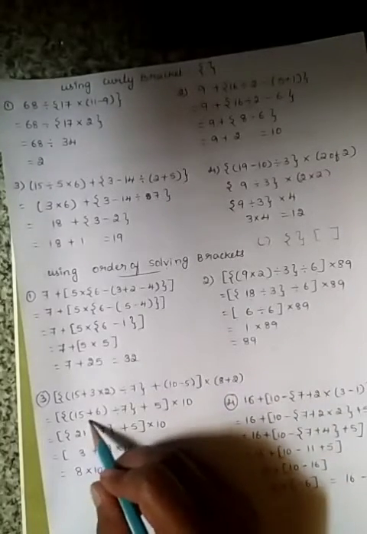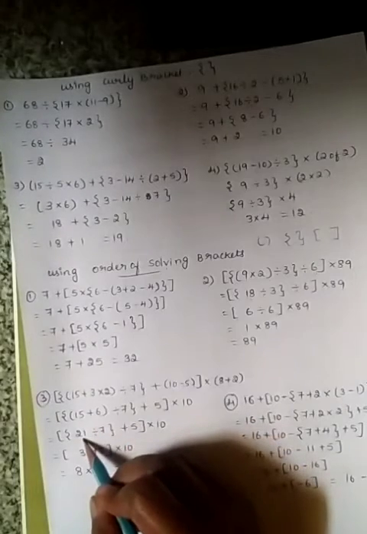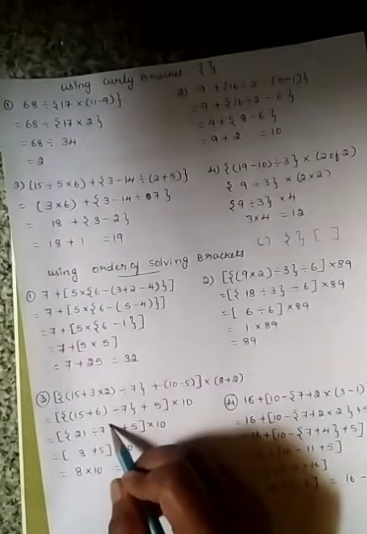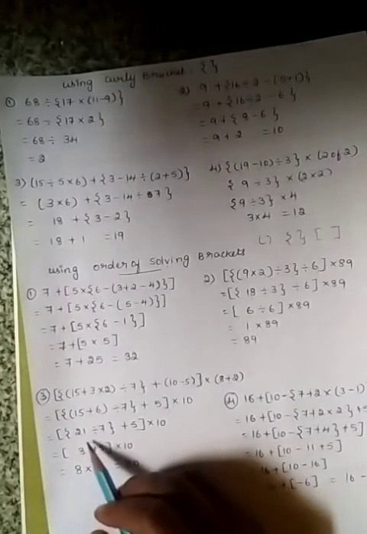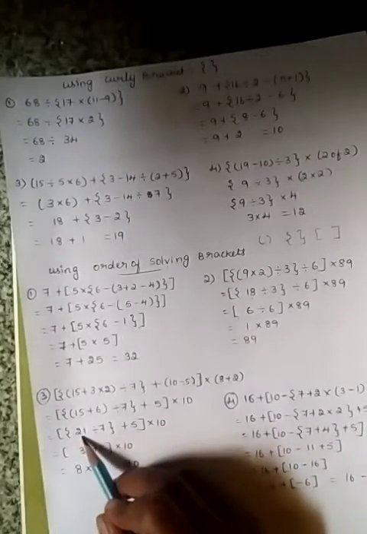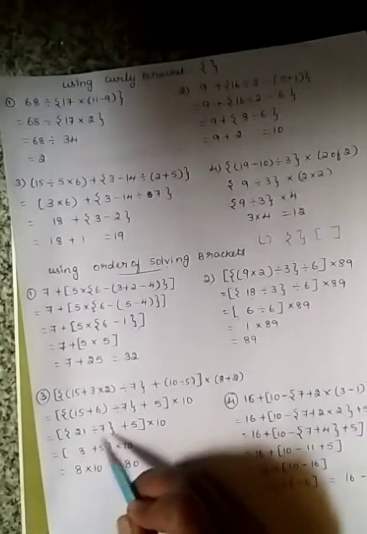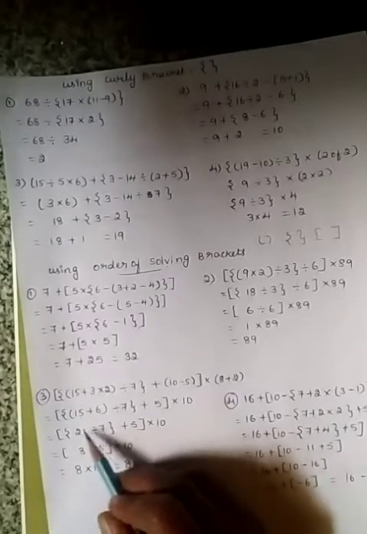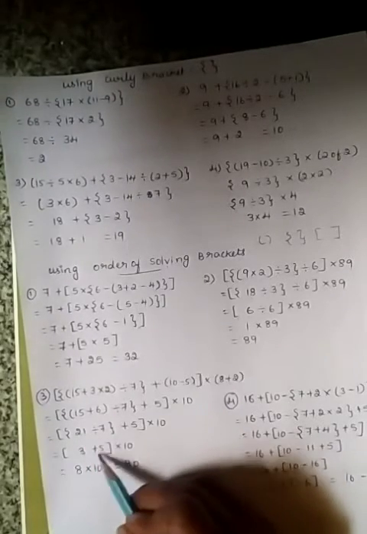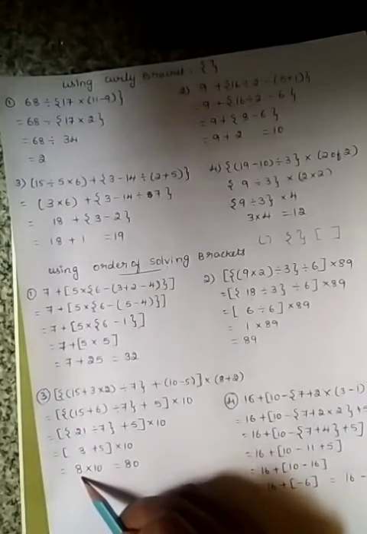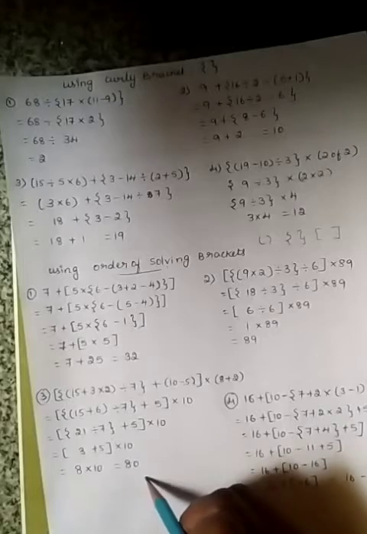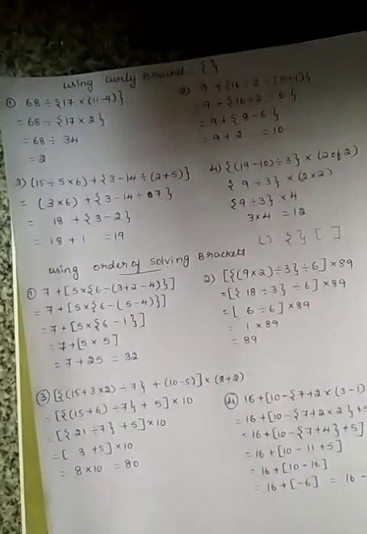Next 15 plus 6 becomes 21. 21 divided by 7, close the flower bracket, plus 5 into 10. Next when we divide 21 by 7 we get 3, 7 3s are 21, plus 5 into 10. Then 3 plus 5 is 8. 8 into 10 is equal to 80. Have you got it, children?